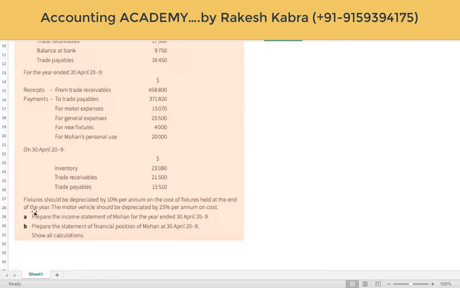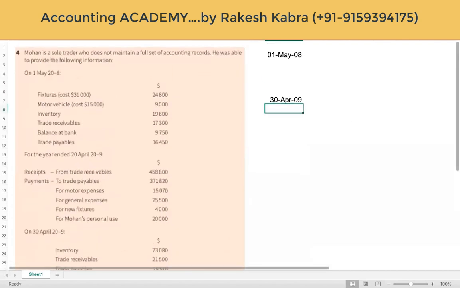Then read out the last paragraph. Fixtures should be depreciated by 10% per annum on the cost of fixtures held at the end of the year. The motor vehicles should be depreciated by 25% per annum on cost. Okay, now what is requirement A? Prepare the income statement of Mohan for the year ended 30th April 2009.